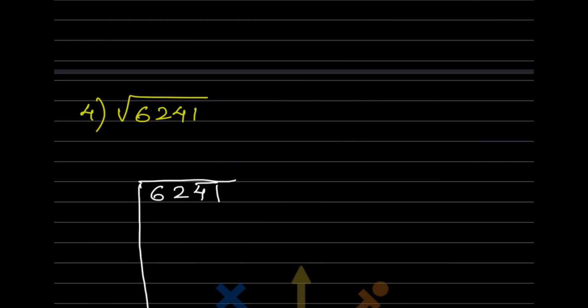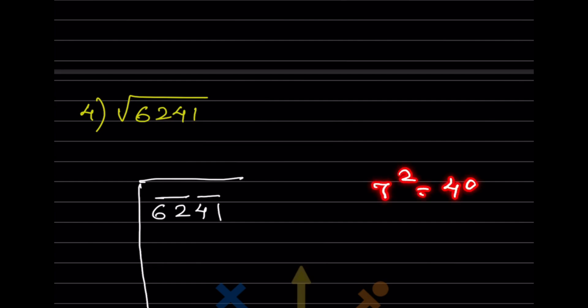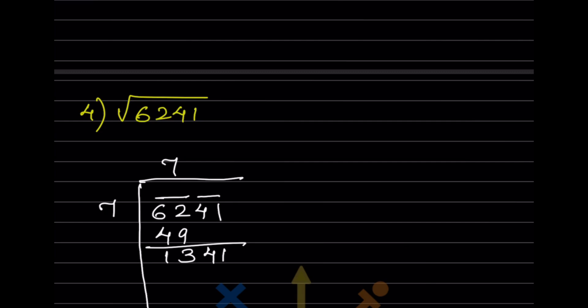Now let us look for this number, that is 6241. So you are going to divide it into 2 pairs. So now this is 62. So 7 square will be 49 and 8 square is going to be 64. So you are going to take 7 7s are 49. So the remainder is going to be, so you are going to take these two numbers down.